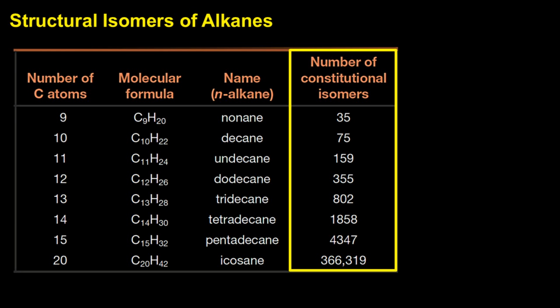Starting from nonane and going up through pentadecane and even icosane, the number of structural isomers grows at an incredible rate. For example, decane, C10H22, has 75 isomers. Dodecane, C12H26, has 355, and icosane, C20H42, that one has a staggering 366,319 different structures. Every time you add just one more carbon, the number of possible branching patterns increases dramatically, giving rise to a huge variety of unique molecular structures.